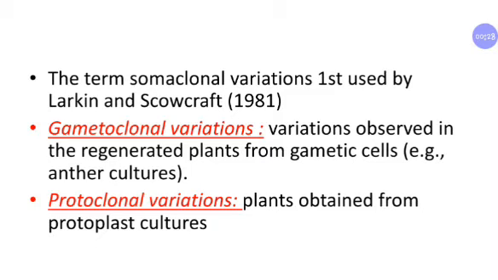The term somaclonal variations was first used by Larkin and Scowcroft in 1981. The variations that we can see in plants regenerated from gametic cells like anther cultures are called gametoclonal variations. The variations observed in plants obtained from protoplast cultures are called protoclonal variations.